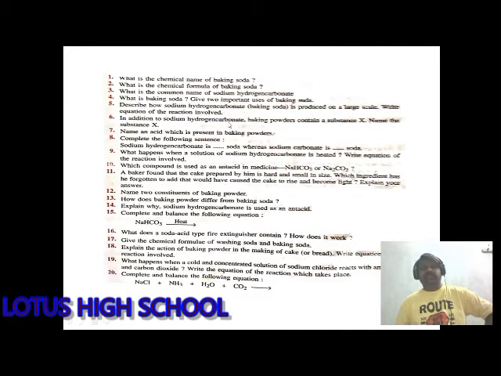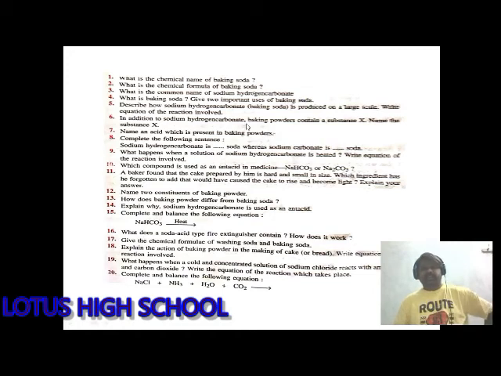Write the equation of the reaction involved. Describe how sodium hydrogen carbonate, baking soda, is made. The process name is Solvay's process. By using the Solvay's process, we can make baking soda. The chemical equation is simple, with three chemicals, enough.